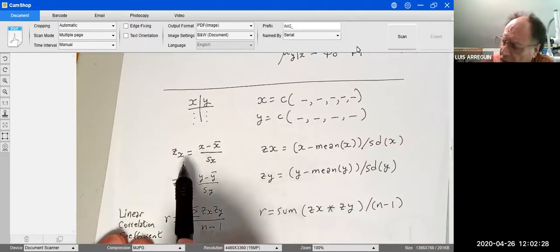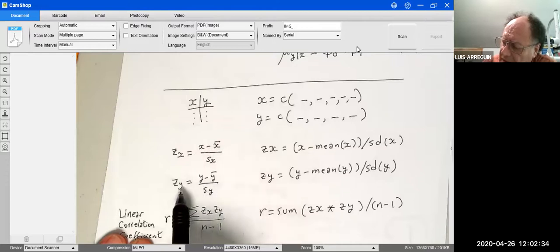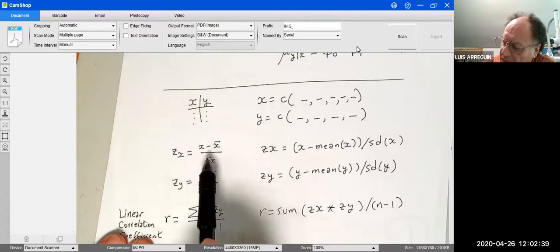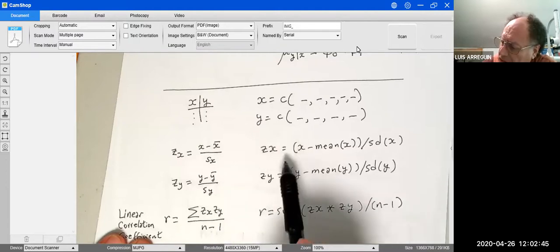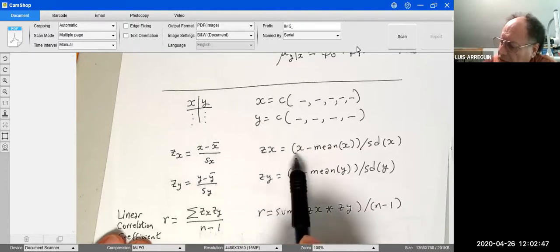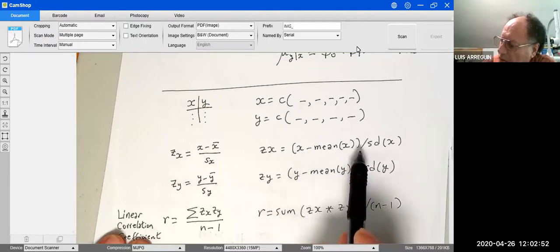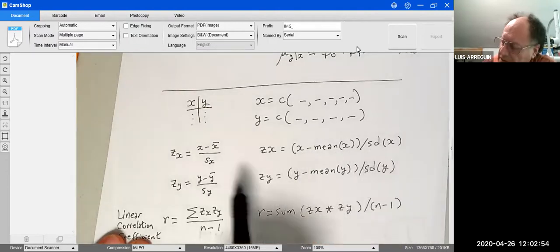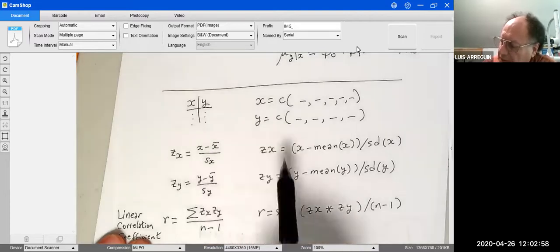So we're going to start computing the z-scores for x, for every value of x in our table, and the z-scores for y. So if you remember the formulas, it's just the value minus the mean over the standard deviation of the data set. And in R, you just need to write zx equals parentheses x minus mean of x over standard deviation of x. So we're just writing this formula in our terms.